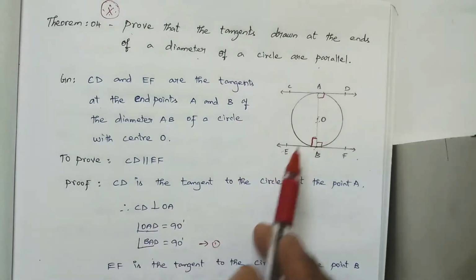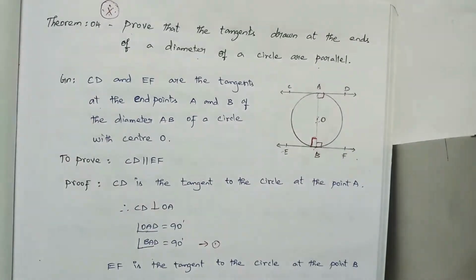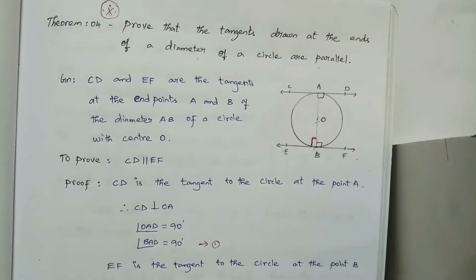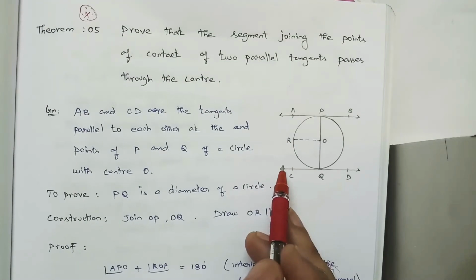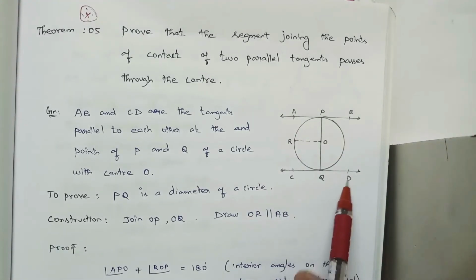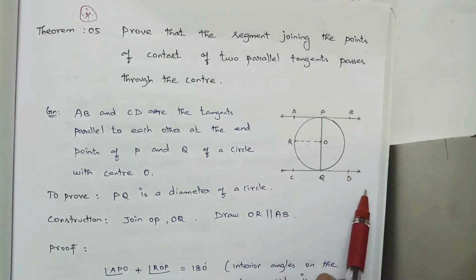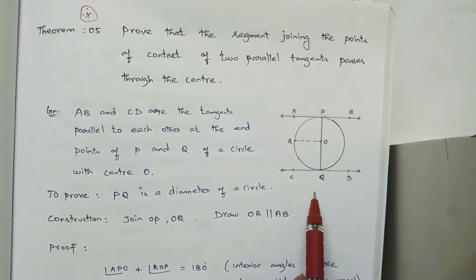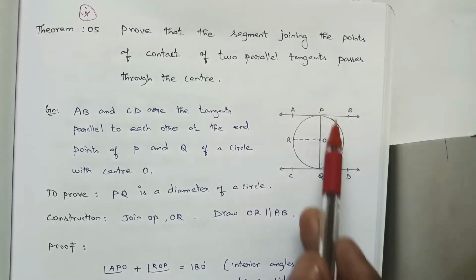In theorem number 4, AB is a diameter, and we want to prove that CD is parallel to EF. The converse of theorem 4 is that AB and CD are parallel tangents, and we want to prove that PQ is a diameter of a circle.